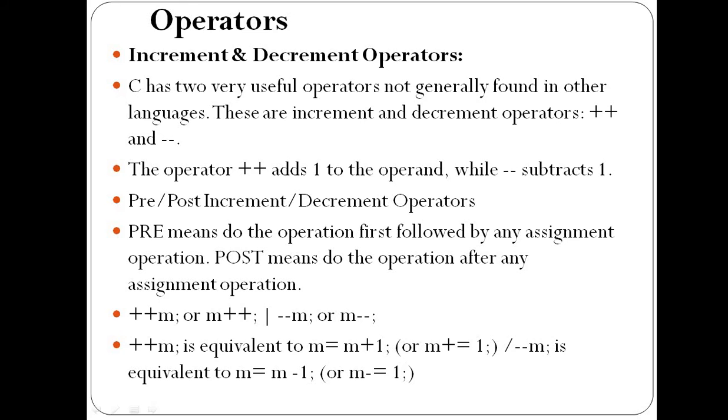Now the next operator is the increment and decrement operator. It is a very important operator in C language because it is not found in many other programming languages. So C has two very useful operators not generally found in other languages. These are the increment and decrement operators. Increment means what? The basic meaning of increment is to increase the value. And decrement means it will decrease the value.